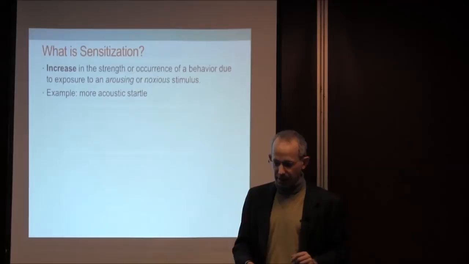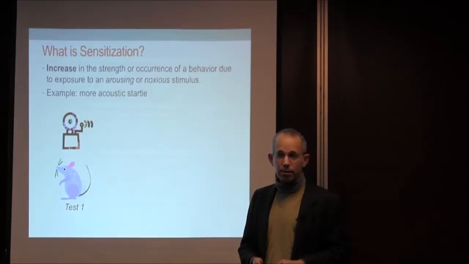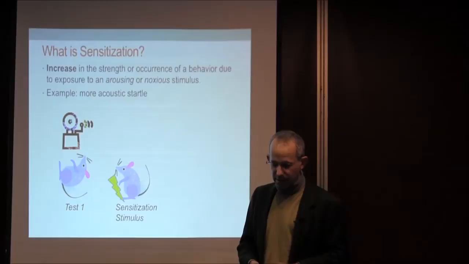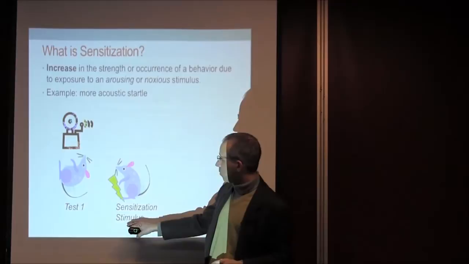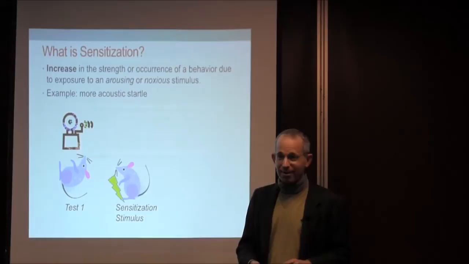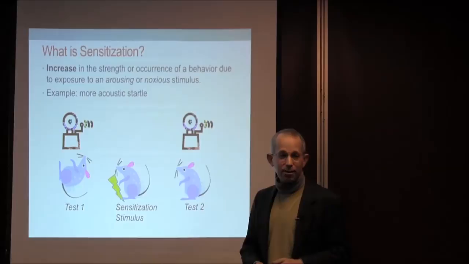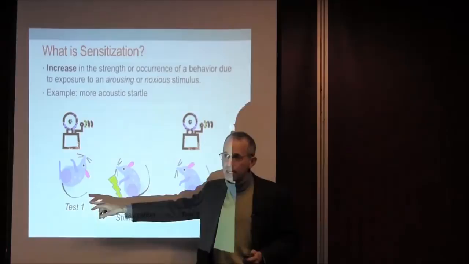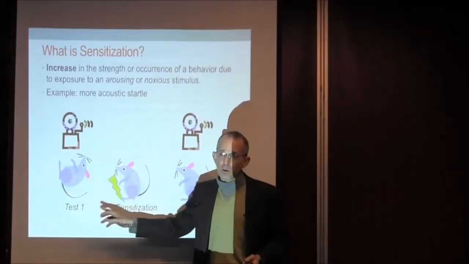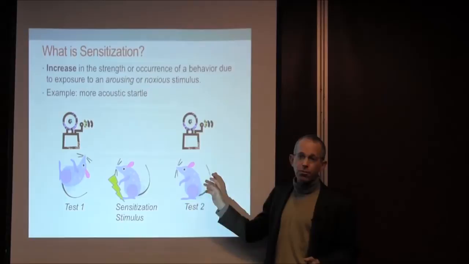So here's an example. Test one, you play this sound. No sound here. Then you present the tone, but right before the tone you shock the animal. Okay, the rat's been shocked. And now you present the tone, and it does a backflip. So between the first test and the second test, you shock the rat. It's just like before, we presented a tone, but rather than habituation, by having shocked the animal beforehand, we cause it to overreact, the opposite of habituation.